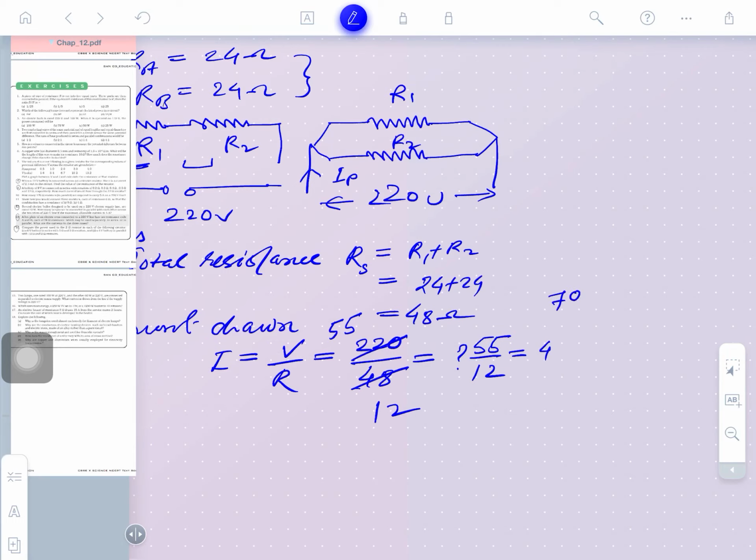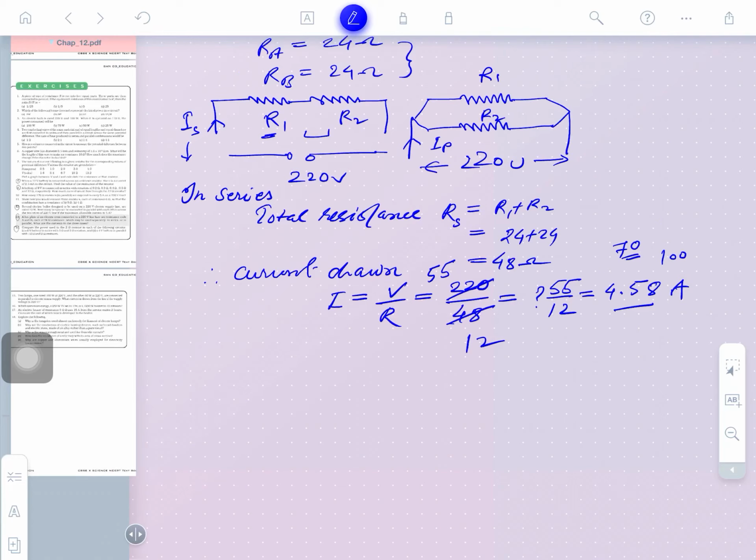48, 7 left, becomes 70. So here 12 fives are 60. 10 left, becomes 100. 12 eights are 96. So 4.58 ampere is the current. This is in the series case. Now in parallel you have to write.